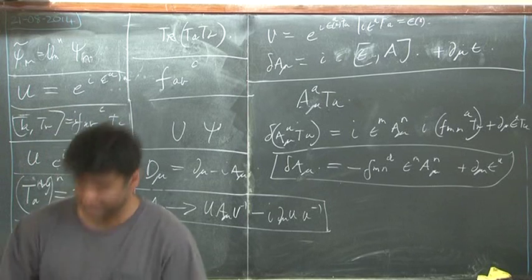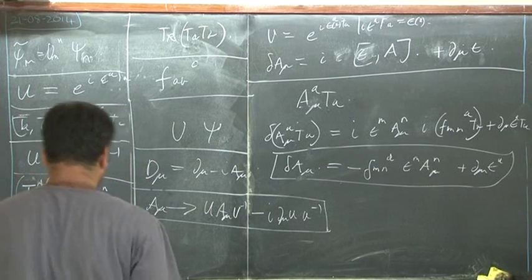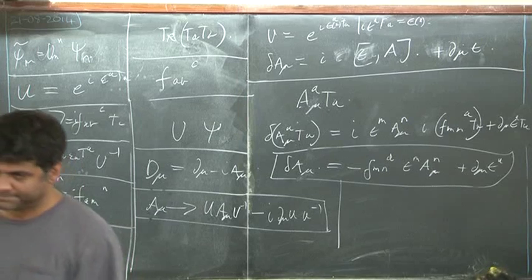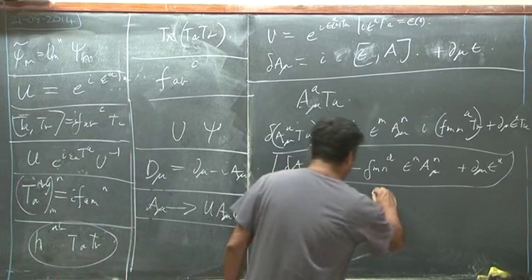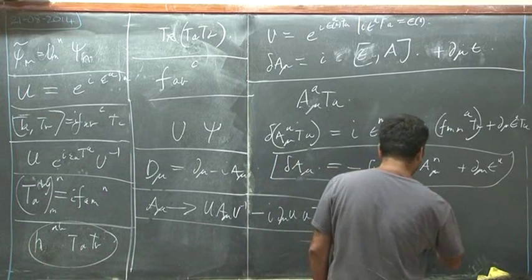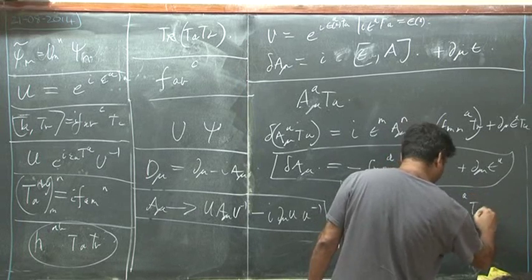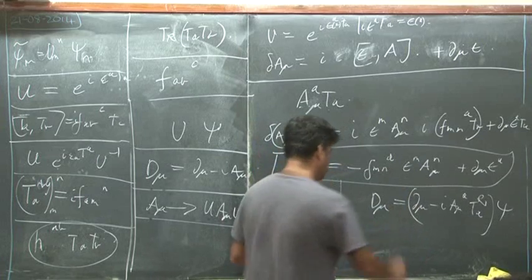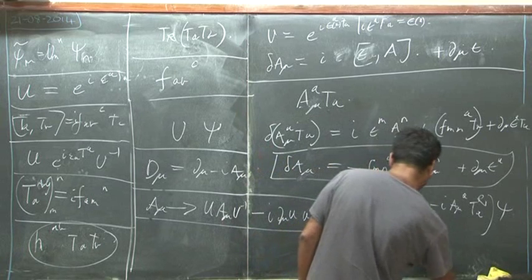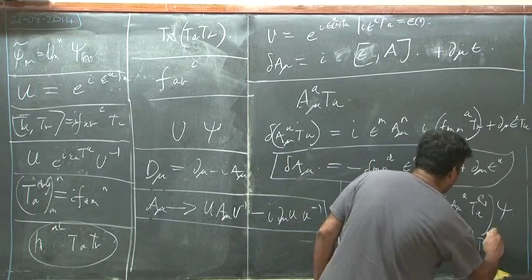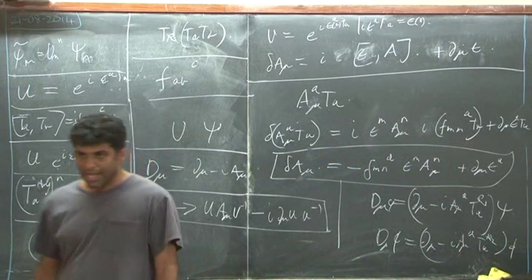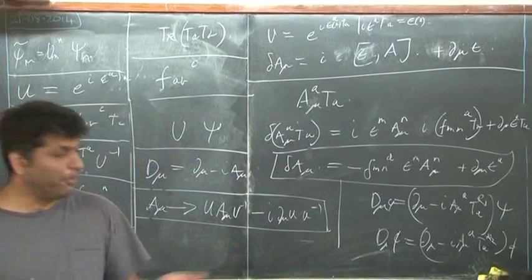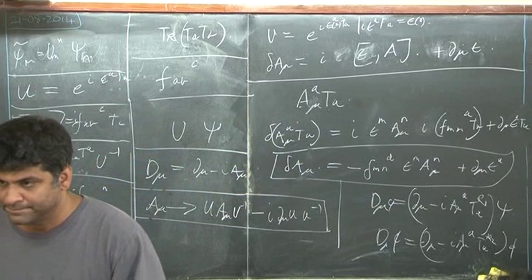If you have two matter fields, then your D_mu would be del_mu minus i A_mu again, or would you have something else? Suppose we've got two fields, psi and phi. Suppose psi transforms in representation R1 and phi transforms in representation R2. Then every derivative that acts on psi would be D_mu equal to del_mu minus i A_mu^a T^a in R1. And D_mu on phi would be del_mu minus i A_mu^a T^a in R2. So each covariant derivative will transform homogeneously with the U matrix appropriate to psi or phi. The single gauge field does the whole job.